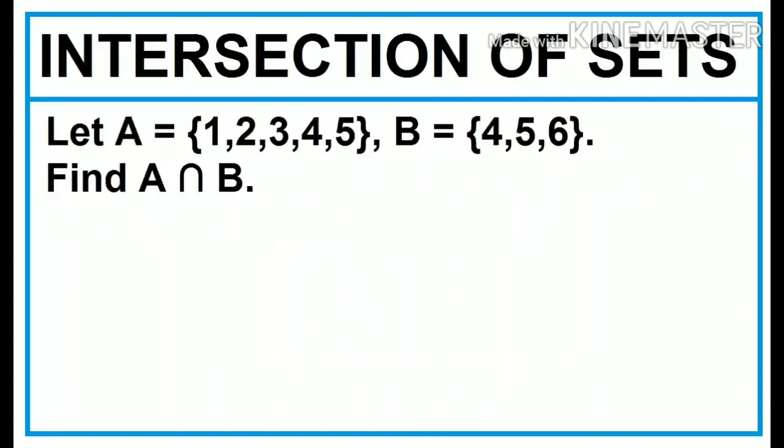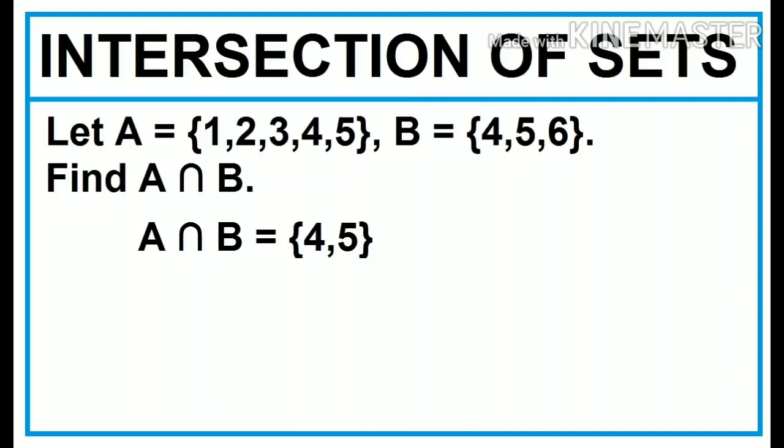Let's move on to an example. A is equal to {1, 2, 3, 4, 5} and set B contains 4, 5 and 6. The common elements between A and B are 4, 5. So A intersection B is equal to {4, 5}.